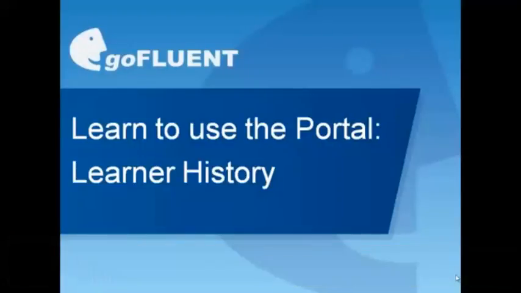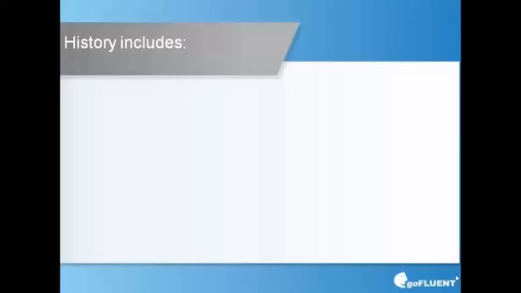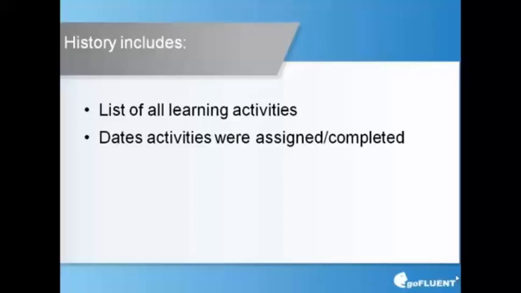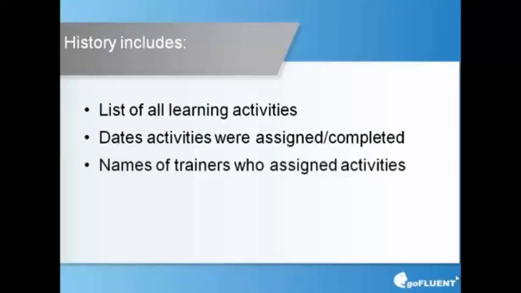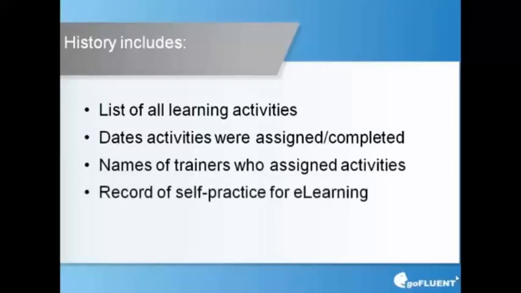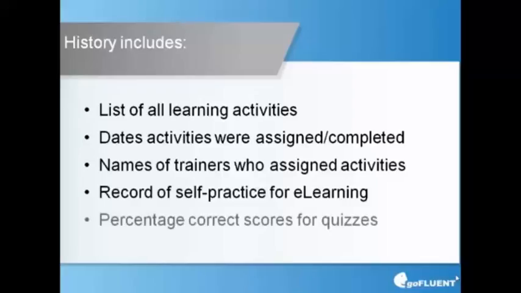Welcome. In this video, I'll show you how to access the learner history in the GoFluent portal. The history includes a list of all learning activities, dates activities were assigned or completed, names of trainers who assigned activities, record of self-practice for e-learning, and percentage correct scores for quizzes.